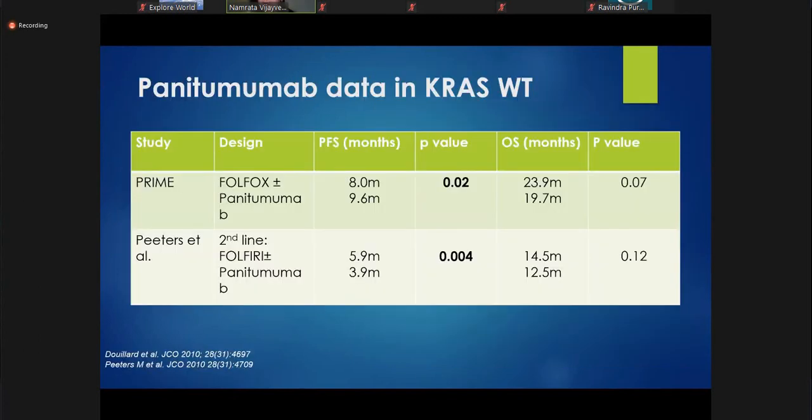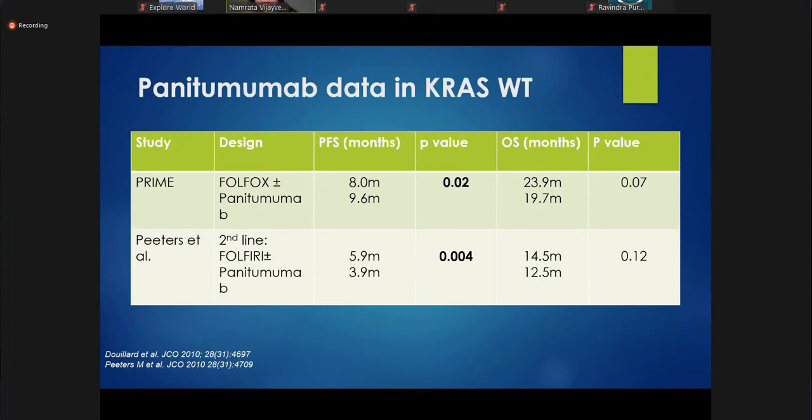Now, when you look at the role of panitumumab in colorectal cancer in the wild-type population, you have the PRIME study for the frontline setting, and then there's a second-line study where there was this combination of FOLFIRI and panitumumab, where both of these studies showed a PFS advantage to using panitumumab.